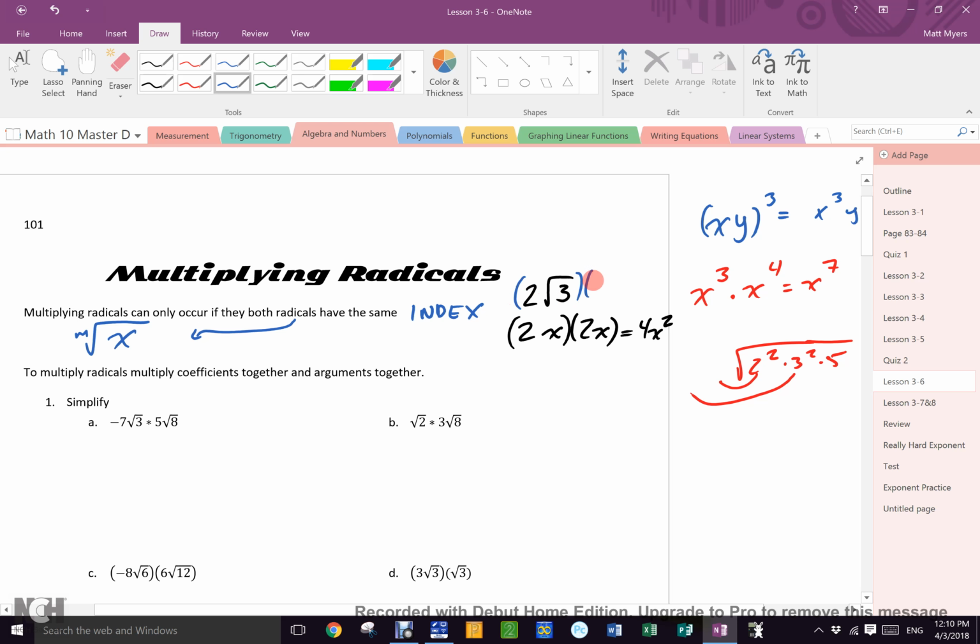me what 2 root 2 times 2 root 3 is. Now, what would that answer be, do you think? 4 root 5? I have 4 root 5 and 4 root 6. Which do you think is correct? I haven't taught you how to do it. I've only shown you this.